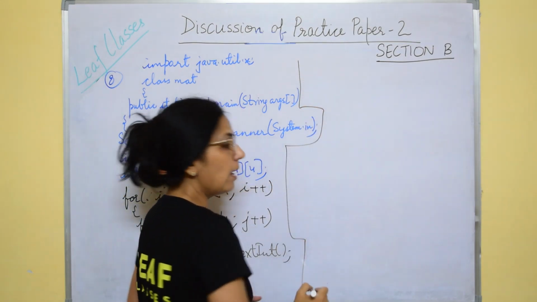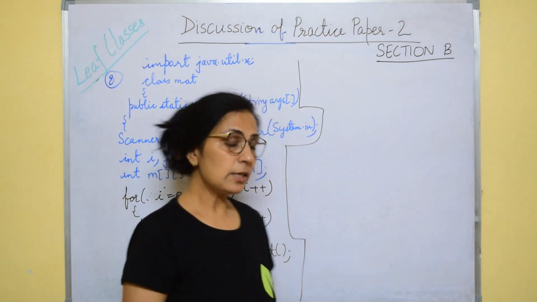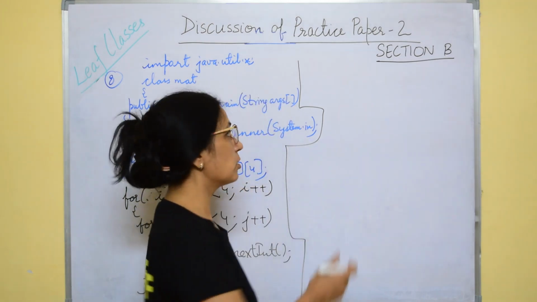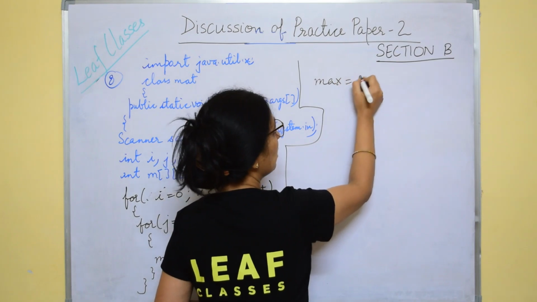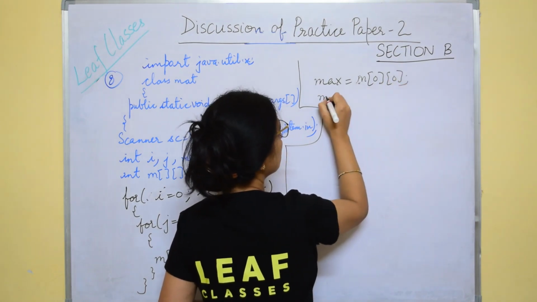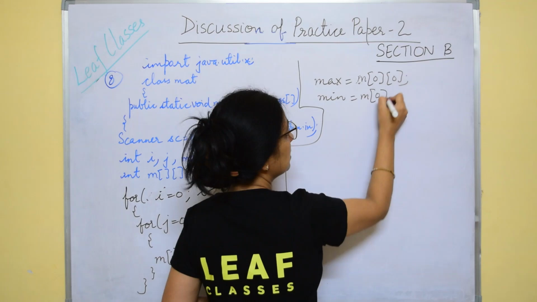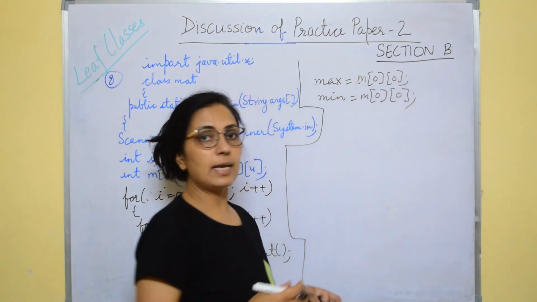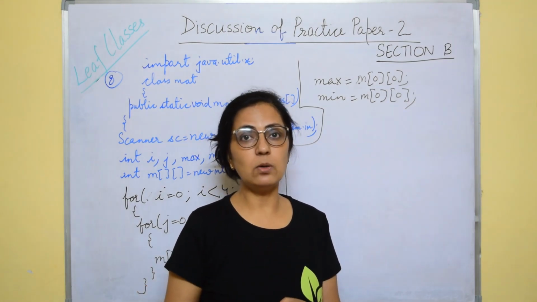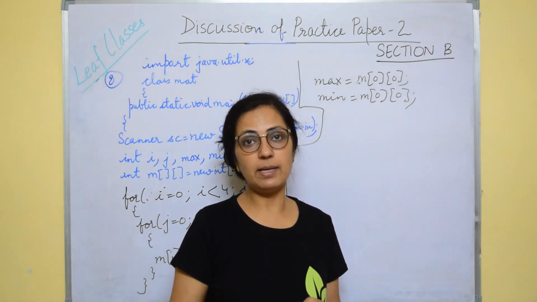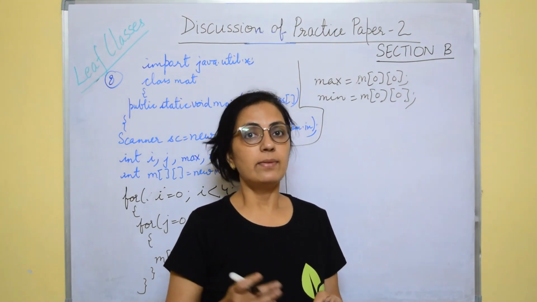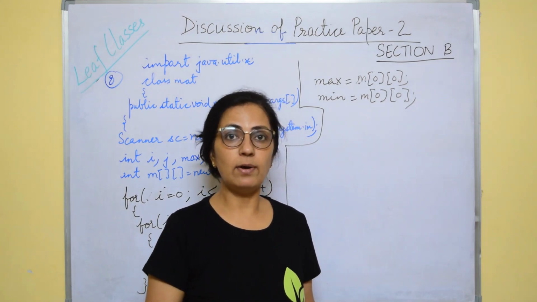And then after this we have to find the max and min. So we'll assume that the very first element is the biggest element and also the smallest element. For that we'll assume max = m[0][0] and min is also m[0][0]. And now we'll check in the entire array that if any element is bigger than the max value, max will take the value of that element, and similarly if any other element is smaller than the min variable value, then in the min variable we'll keep the value of that element.